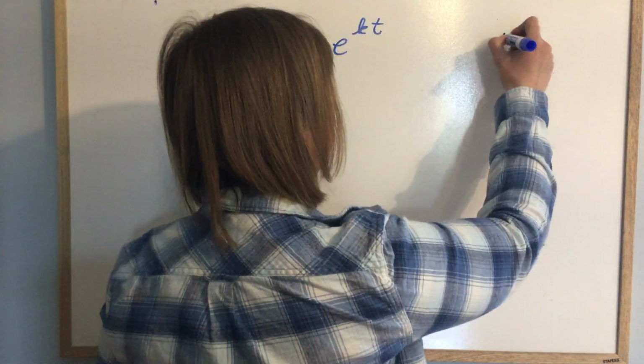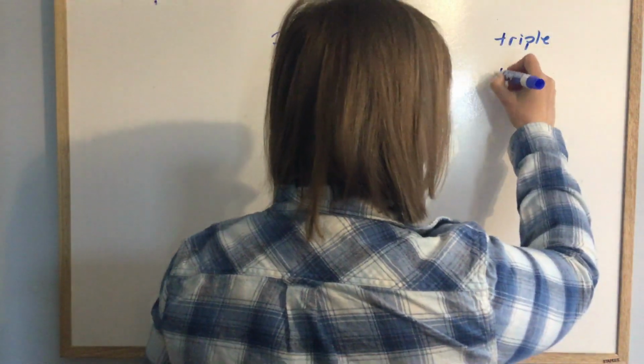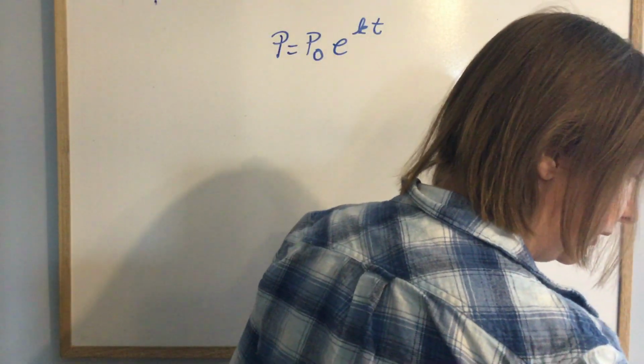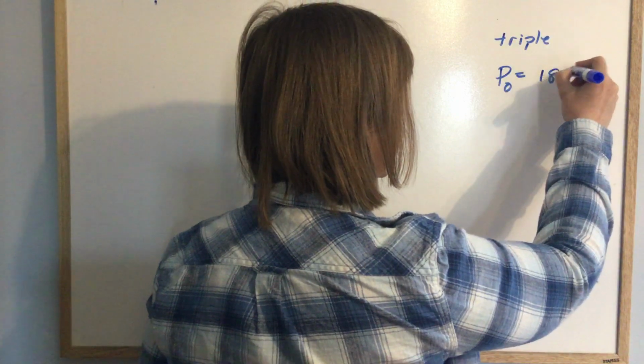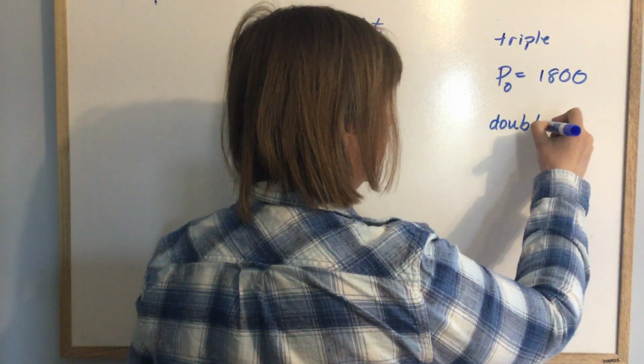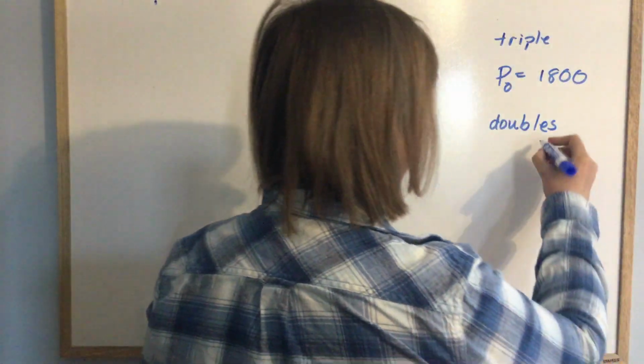So we're looking for triple. If its initial population is 1,800 and it doubles every 0.035 days.